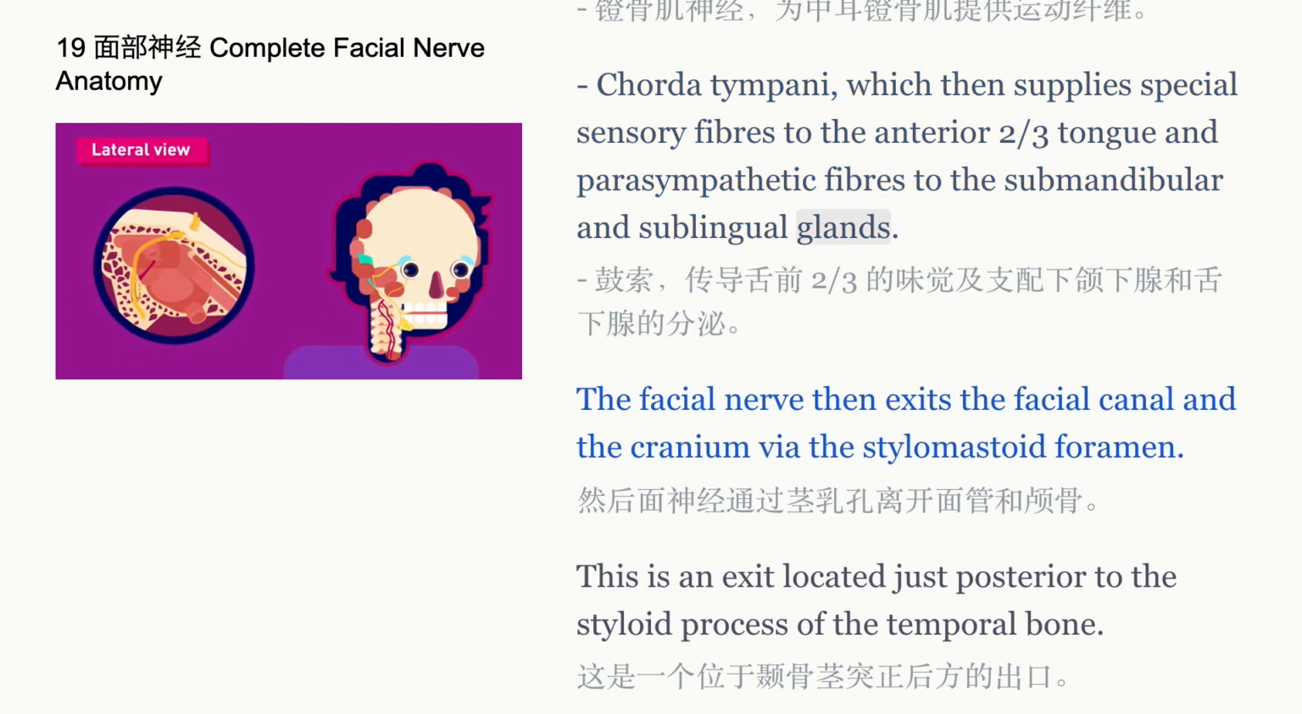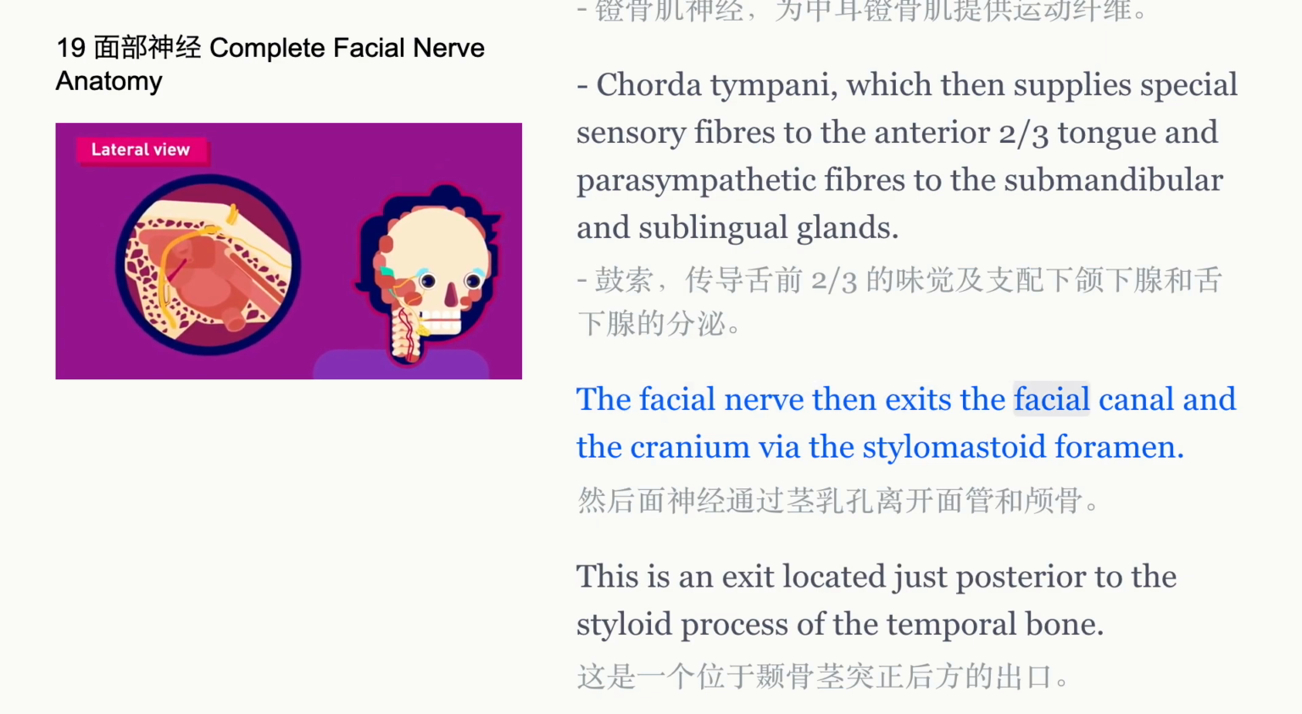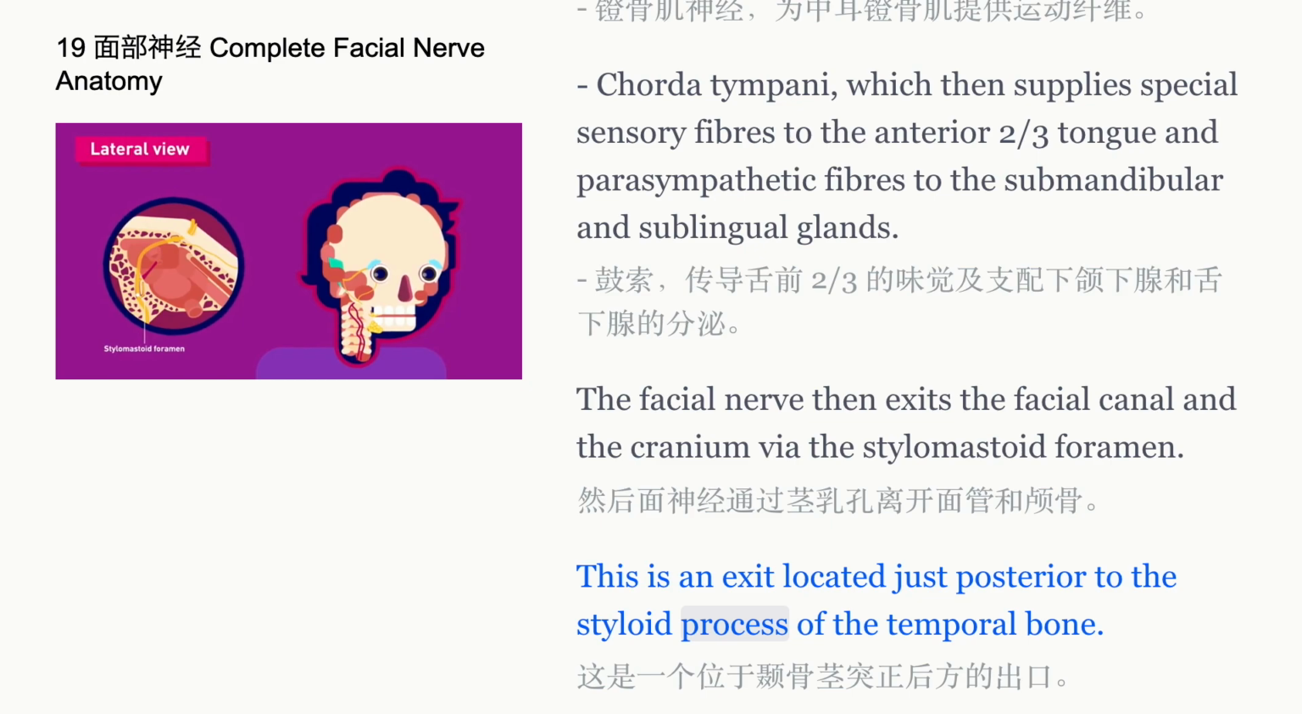The facial nerve then exits the facial canal and the cranium via the stylomastoid foramen. This is an exit located just posterior to the styloid process of the temporal bone.